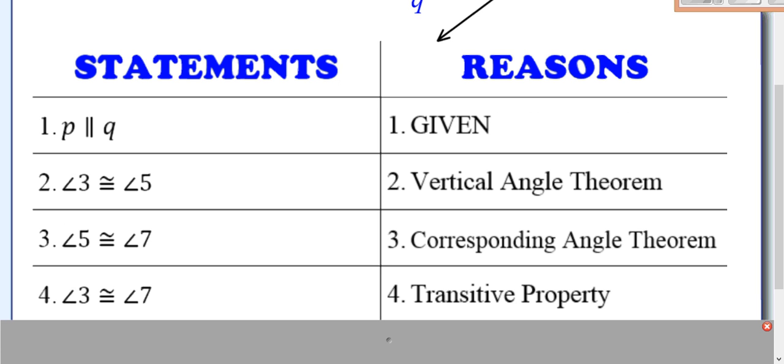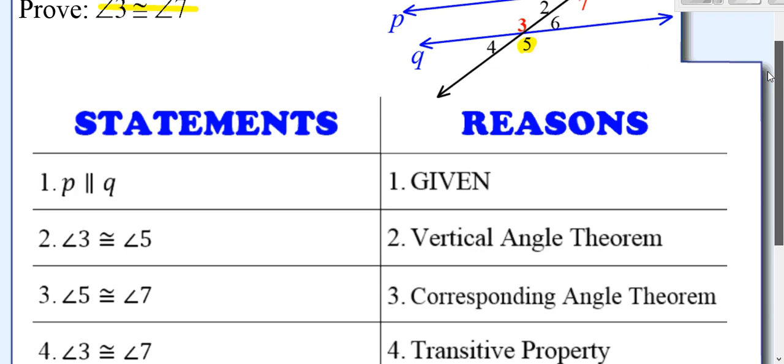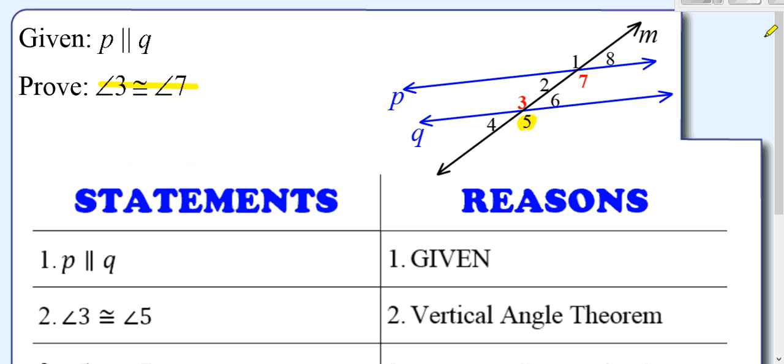So you're always going to start with the given. You're going to use the picture to get more information. But when you use that picture, you need hopefully just one angle that can tie the two that you're trying to talk about. So we were trying to relate 3 and 7. We needed one angle that could have worked. So we chose 5. You could have chose 6.